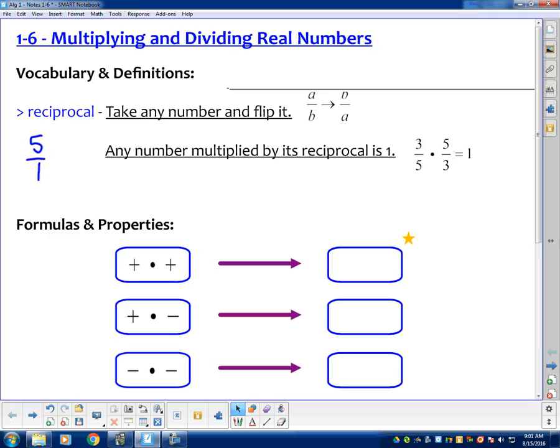So just a quick review on the properties of multiplying or dividing real numbers. If you multiply two positive numbers, you end up with a positive. If you multiply two numbers that have different signs, you end up with a negative. And two negatives multiplied together give you a positive. So it's really just two categories. If the signs are the same and you're multiplying, you end up with a positive product. And if the signs are different, it's negative.